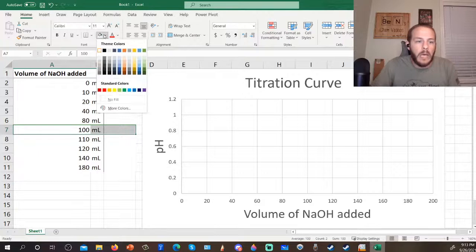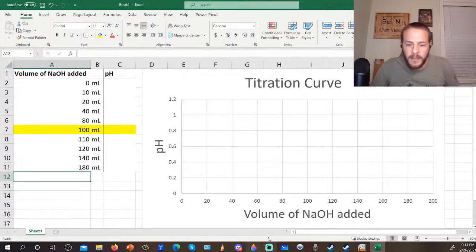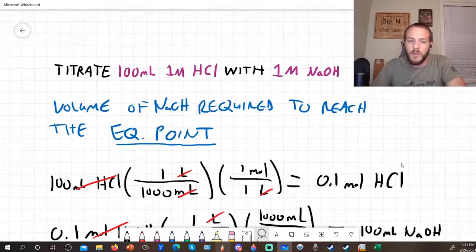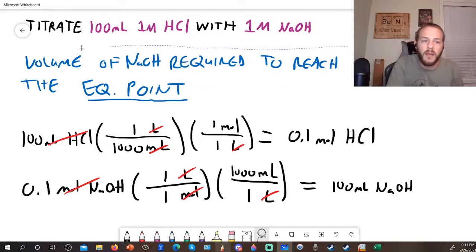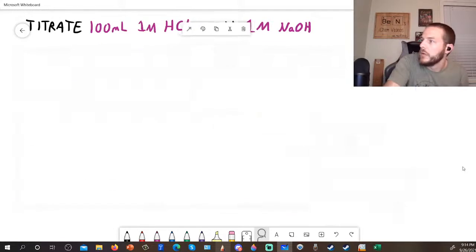So we know that 100 milliliters is going to be our equivalence point, right? And so we'll bookmark that and save it for later as we go forward. So now we've figured out the volume required to reach our equivalence point. Now what we're going to do is find a way to erase all this stuff very quickly. I think I can do it. I don't really need any of this stuff anymore, so I'm going to just delete it.